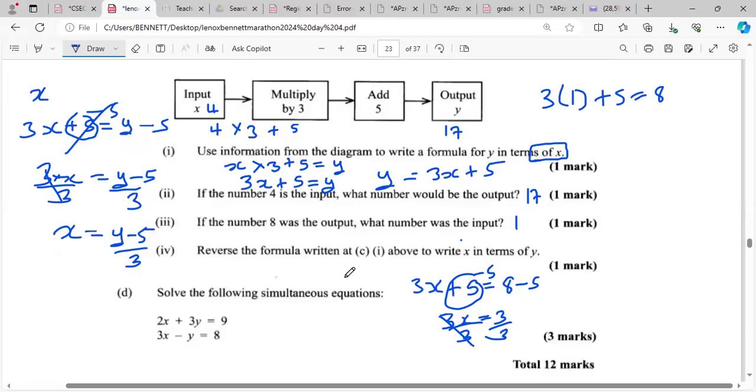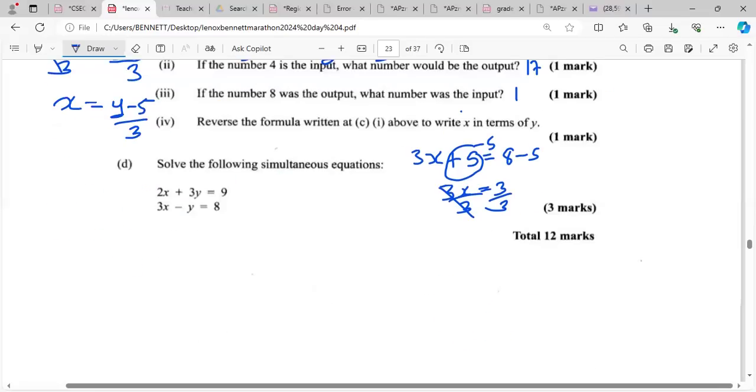Alright, this one says solve the simultaneous equation. Only one person, let me check my WhatsApp first. Only one person has completed that so far. So should we give more time for that, guys? Let me see. Yes, others have. Yeah. Just match it up and then we go through it together. And then now we go down to the next question.